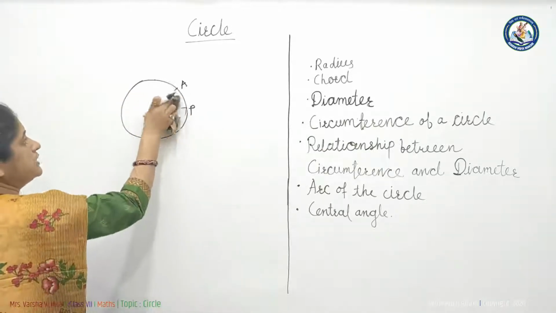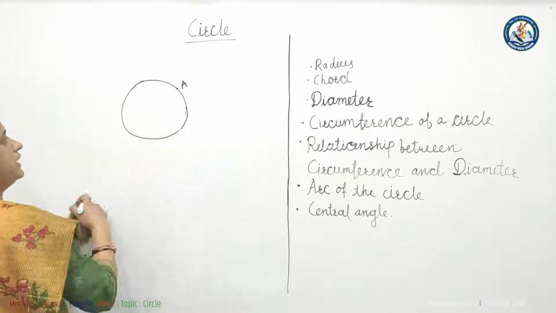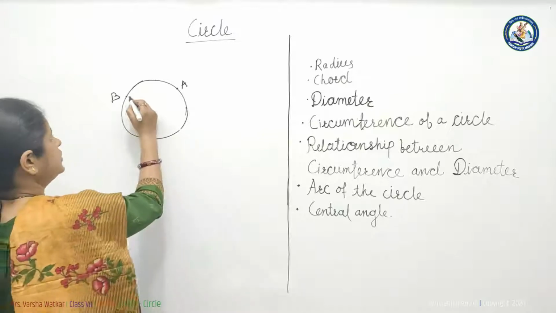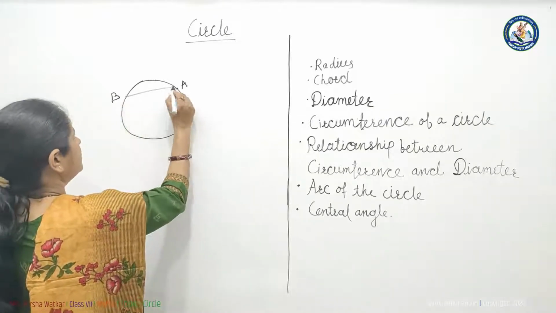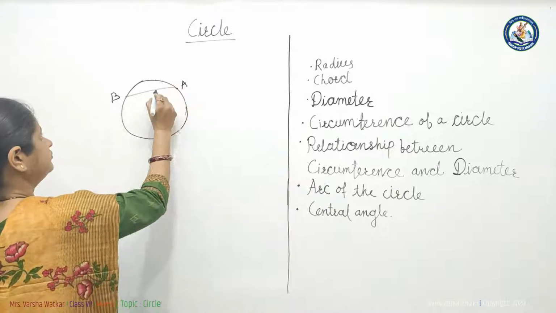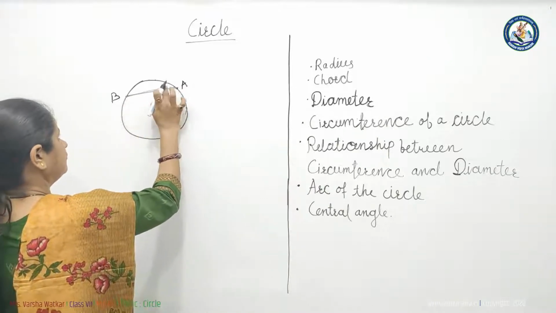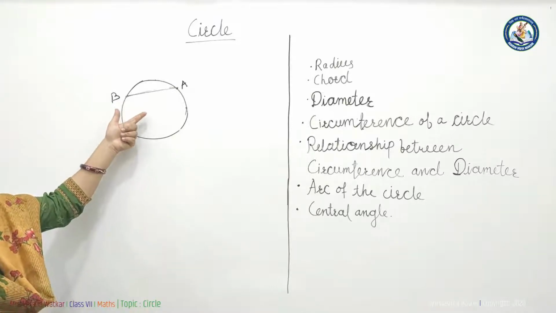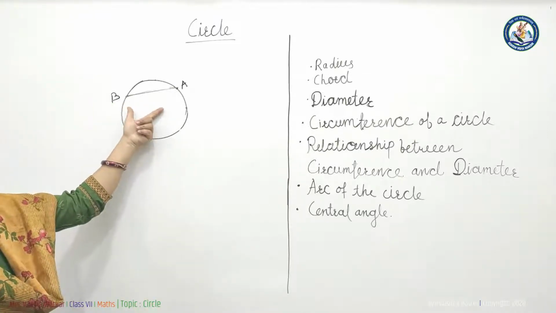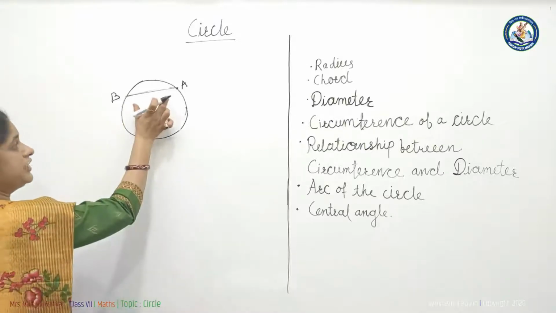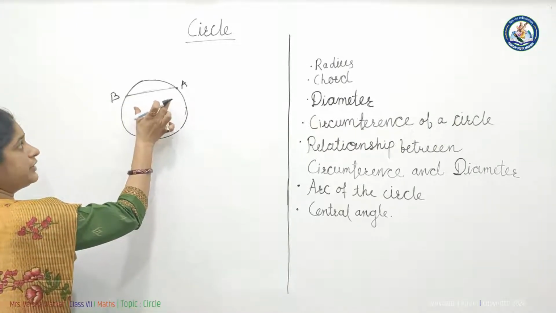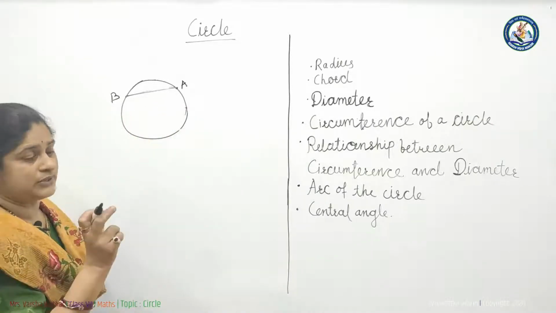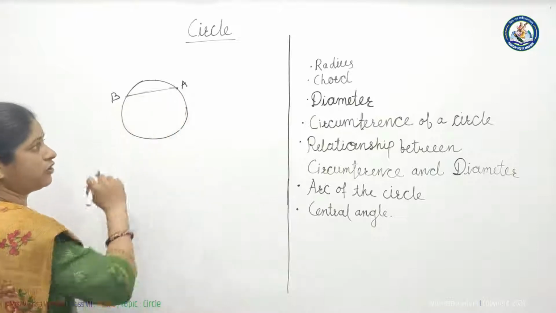Okay. Now, what is chord? Suppose point A is here. I take another point, point B. And I join these 2 points, again we get a line segment BA. Line segment BA. It is the line segment joining between any 2 points. So line segment joining any 2 points on the circle is the chord of the circle. So segment BA is chord.